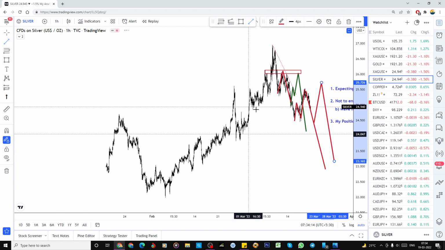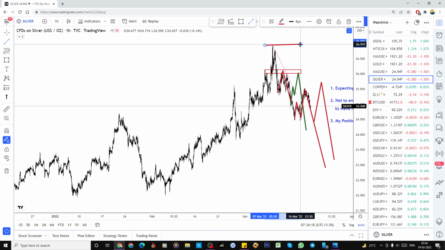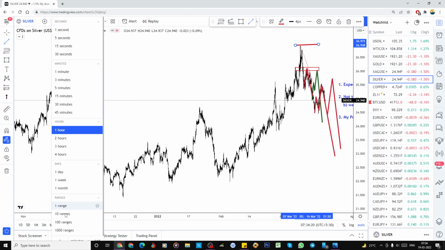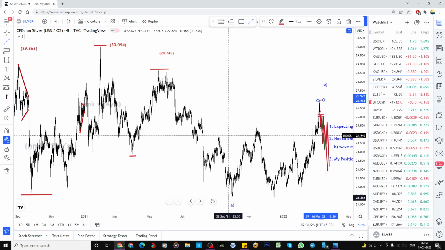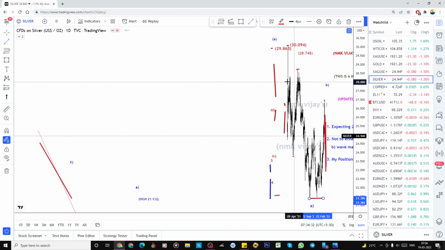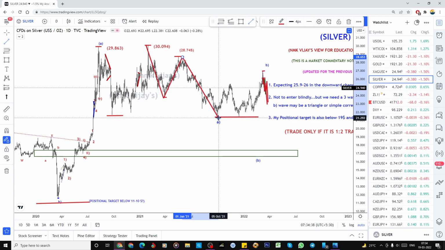Anyway, I'm looking only for the downside, not for it to break this high. If it did like that, we are still on the correction path, because see, it has not yet broken this low. So one impulsive wave to the downside is already done here. 1 2 3 and 1 2 3.